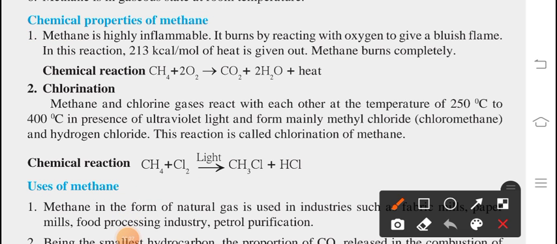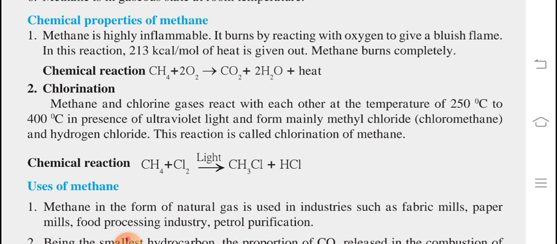Next are the chemical properties of methane. Methane is highly inflammable. It burns by reacting with oxygen to give a bluish flame, which we have at our home also. In this reaction, 213 kilocalories per mole of heat is given out. Methane burns completely. The chemical reaction is: methane is highly inflammable with oxygen, that means CH4 plus 2O2 gives carbon dioxide, 2H2O and heat.